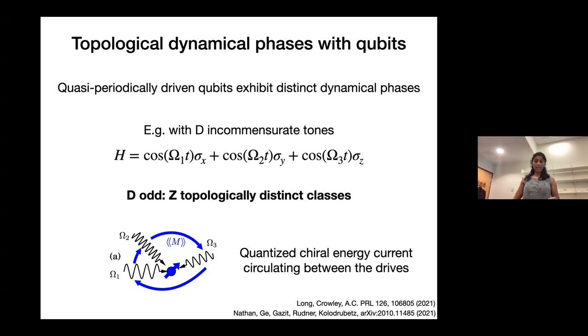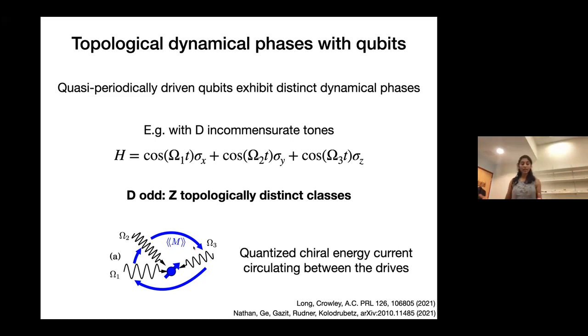there are topologically distinct classes labeled by an integer Z to do with a generalized winding number. We've studied this in detail for the three-tone case, and so what are the distinct topological classes? Well, and what they have to do with an integer quantized circulating energy current between the drives.